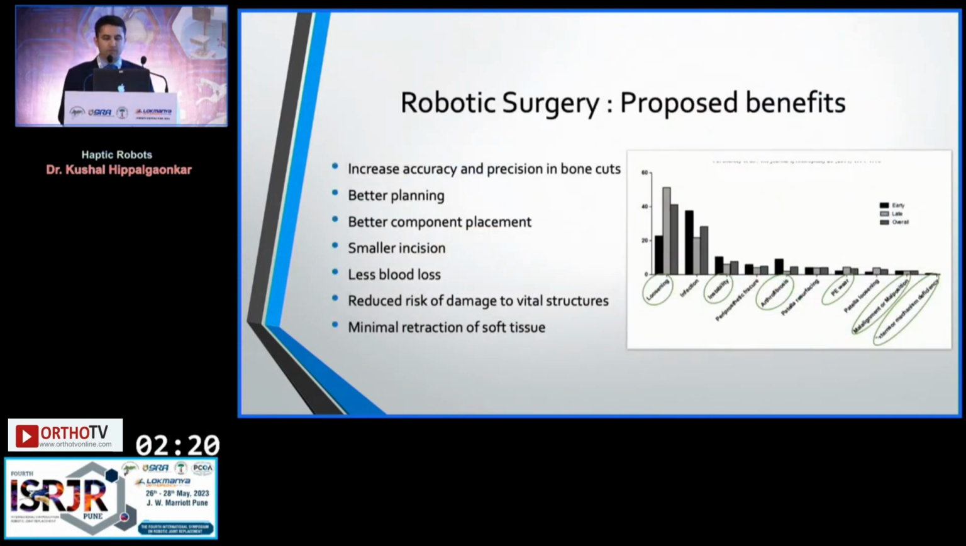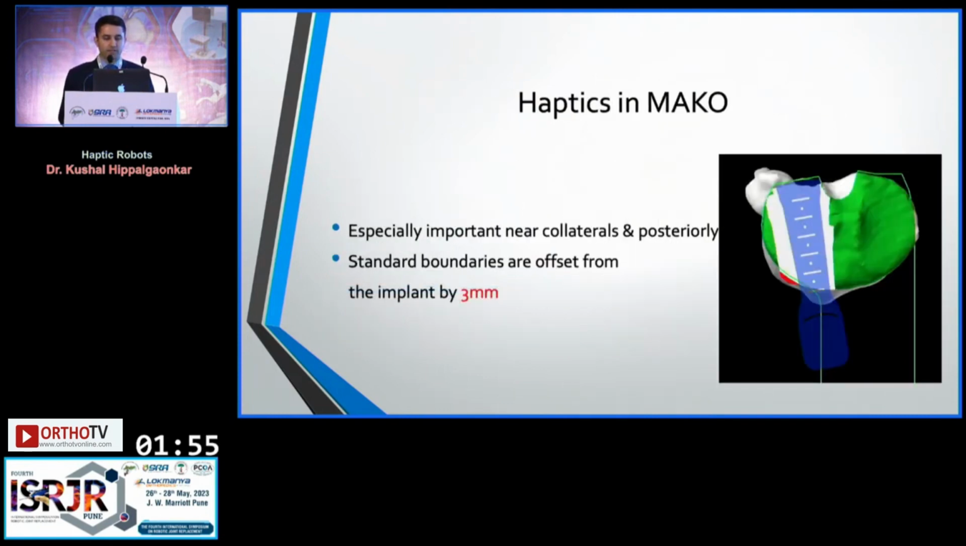Now, of course, all these are the benefits of robotic surgery, but it's really these two, that is reduced risk of damage to vital structures and minimal retraction of soft tissues. You would see that the medial Hohmann was not even put in today, and I've seen even in total knee with the saw, a lot of surgeons have stopped using a Hohmann on the medial side because there is such an accuracy to this haptic system that the boundary is well within the range. So let's see where exactly it is.